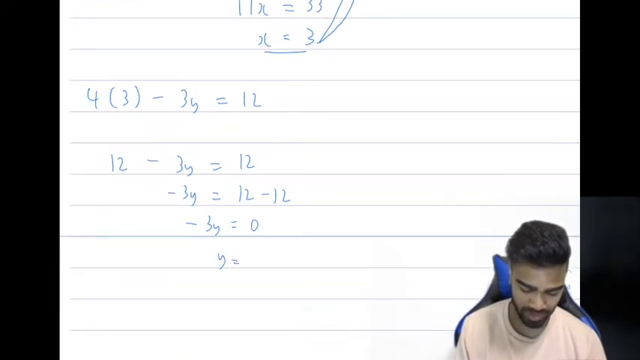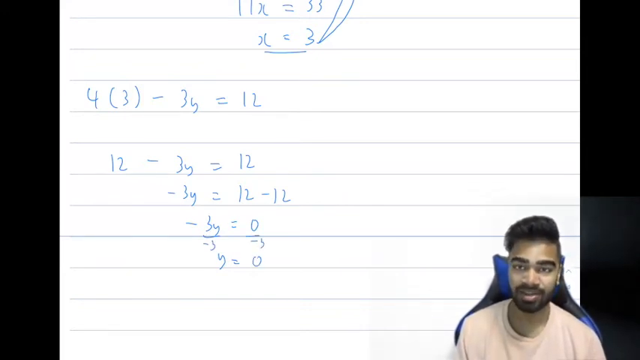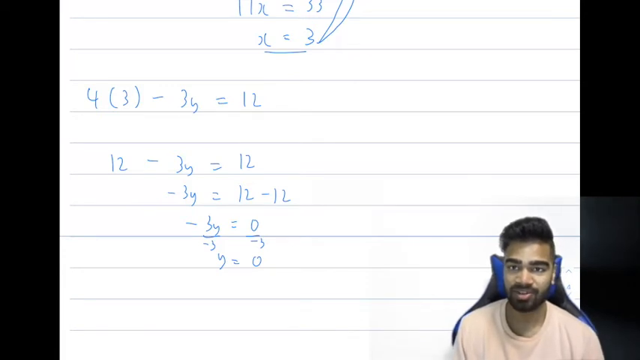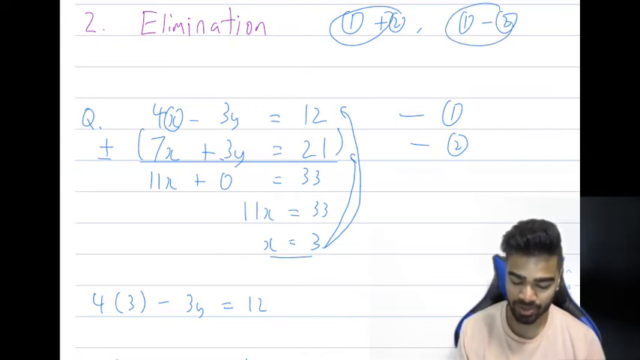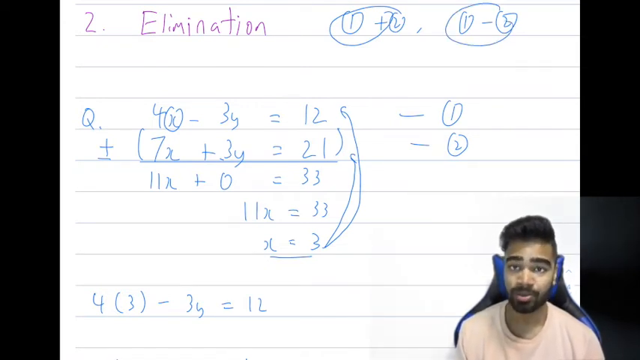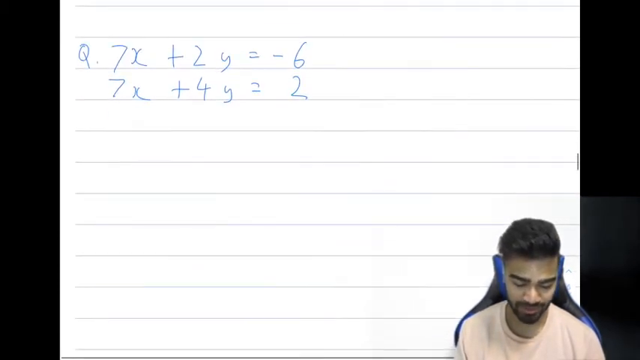y is equal to, what happens? I need to divide both sides by negative 3. Negative 3, y is equal to 0. And that might seem like it's the wrong answer, but it's perfectly fine, right? That is an acceptable answer. y can be 0. 0 is still a number. Okay? So basically the basic method of this question is you're either adding or subtracting to get rid of one of the variables, to either get rid of x or y. Okay, we'll do a couple more questions so you understand completely.